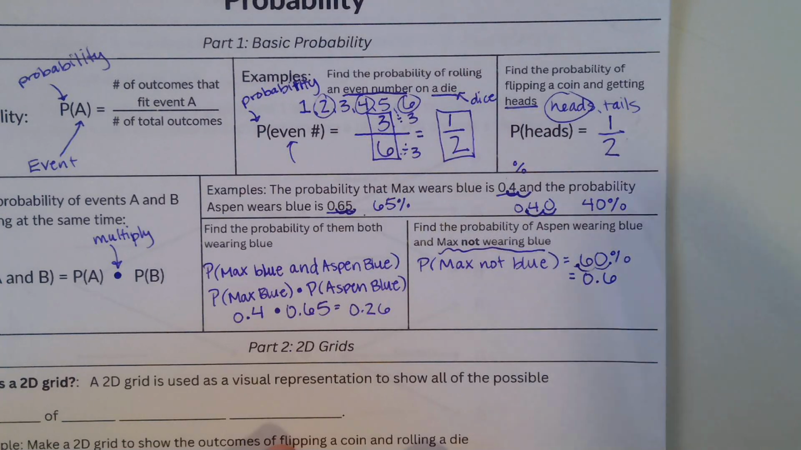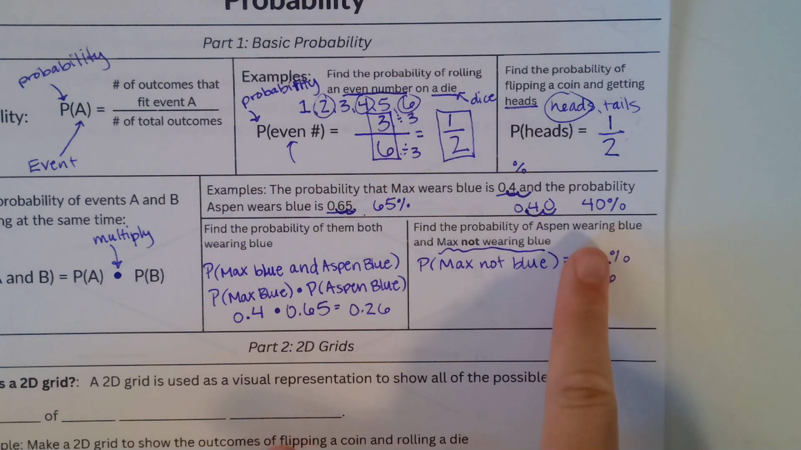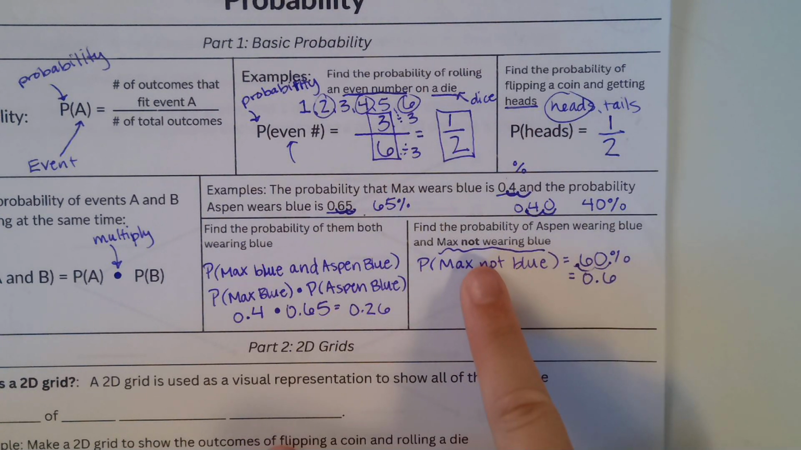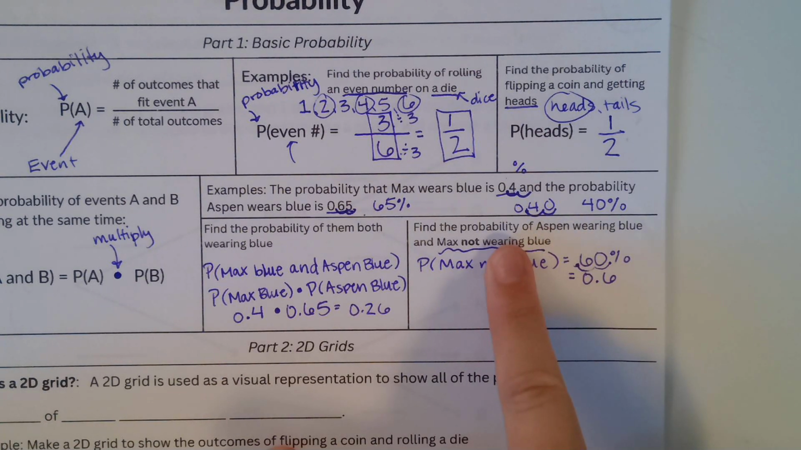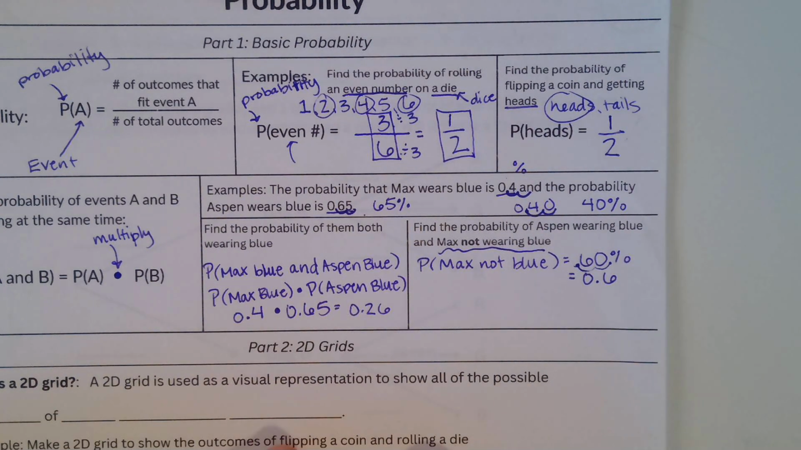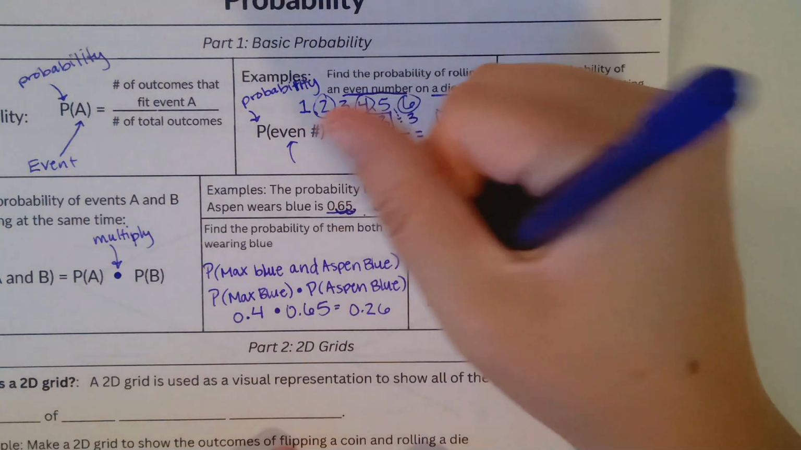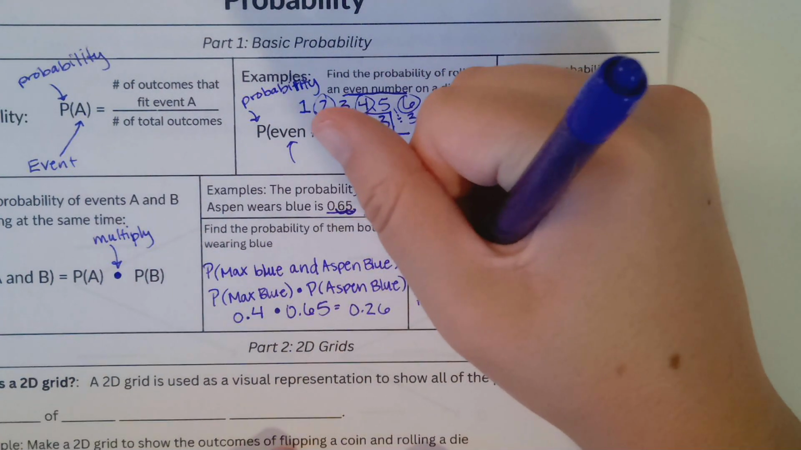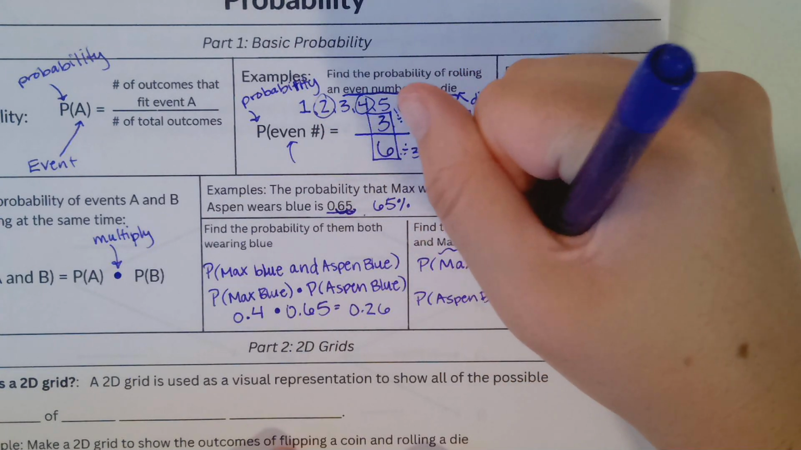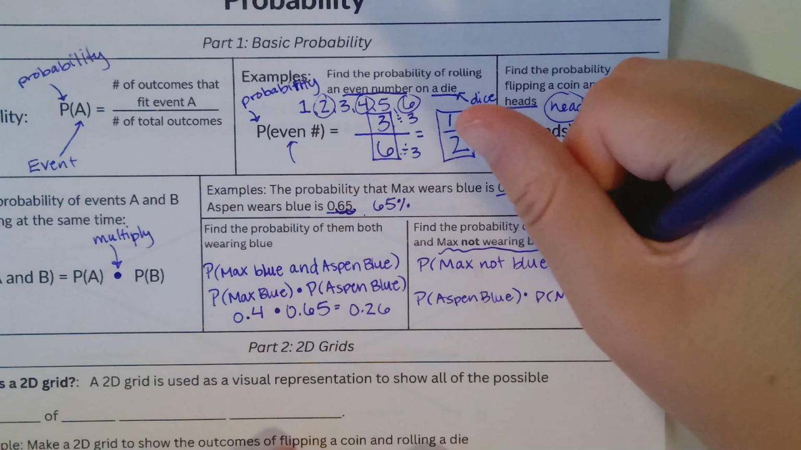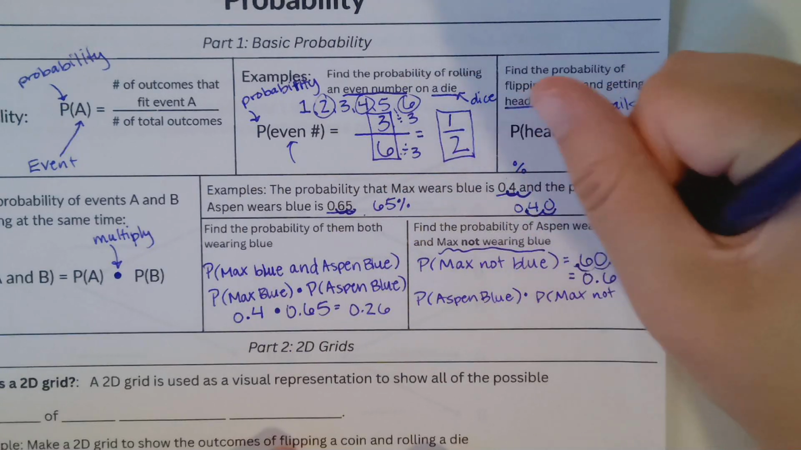So now from here, if I'm finding the probability of where Aspen is wearing blue and Max is not wearing blue, I now know this probability. So I can just multiply Aspen wearing blue with Max not wearing blue. Multiply those two probabilities together to get my answer. So the probability of Aspen wearing blue multiplied with the probability of Max not wearing blue.